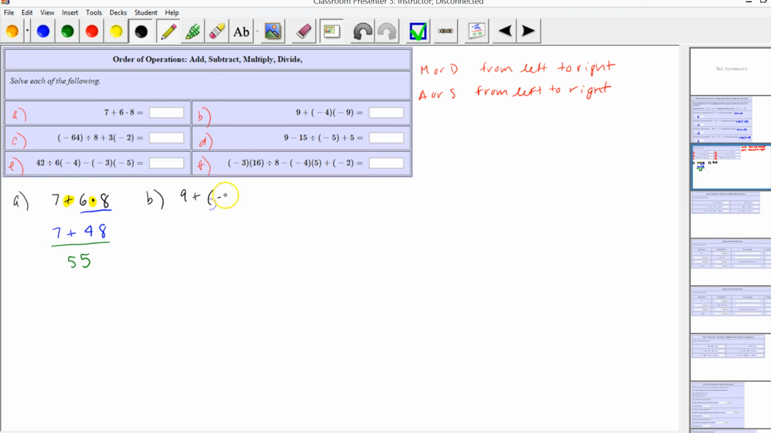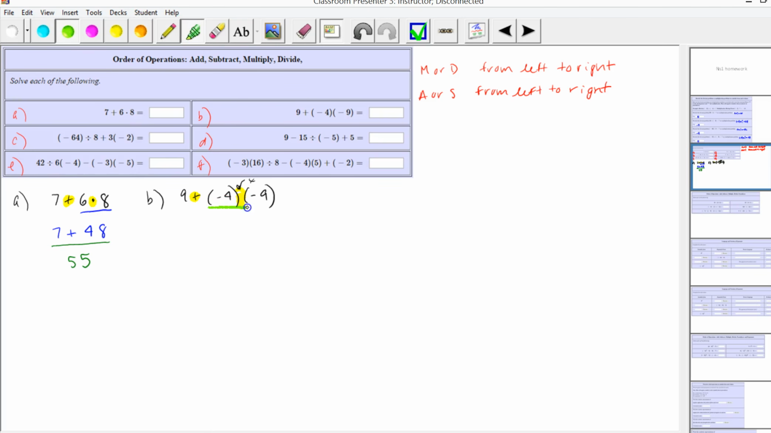9 plus -4 times -9. So notice we have addition here, and right here, because the parentheses are written next to each other, remember these are signs of the number. This is -4 times -9. Since they're written next to each other, this is implied multiplication. So we'll do the multiplication first.